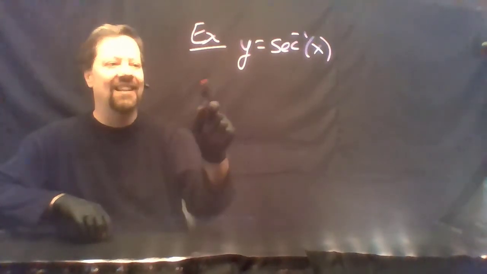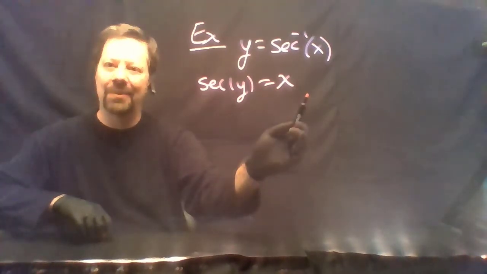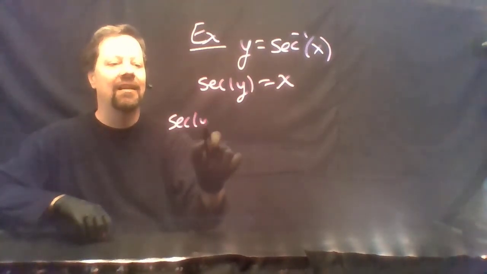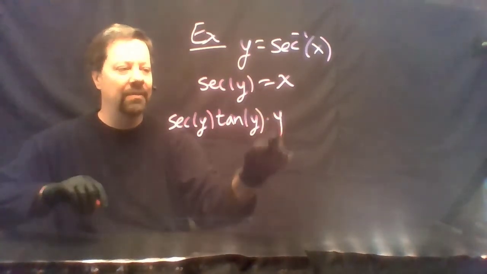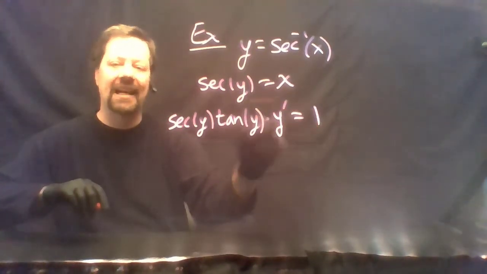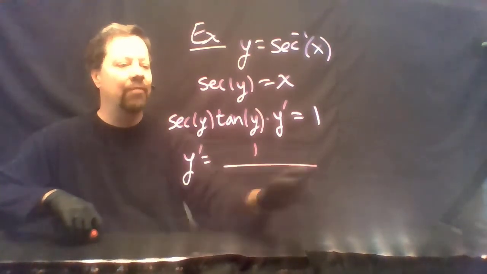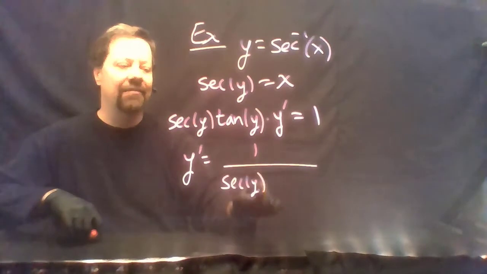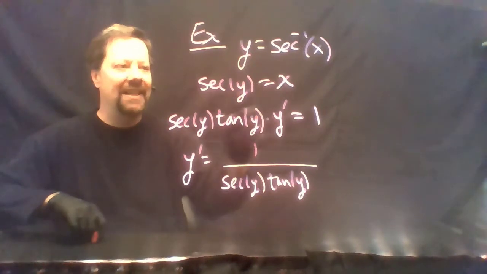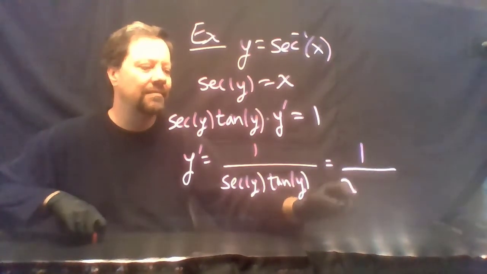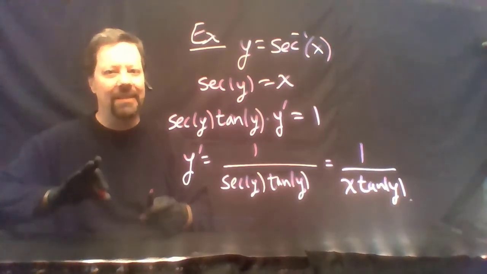You can see then that taking the secant of both sides gives us secant of y equals x. The derivative of secant is secant tangent, but by the chain rule, we have to multiply by the derivative of the inside, which is y prime. Solving for y prime, we have 1 over secant of y tangent of y. We know secant of y is x. All we have to do is get rid of this pesky tangent. This is going to be a little tricky.